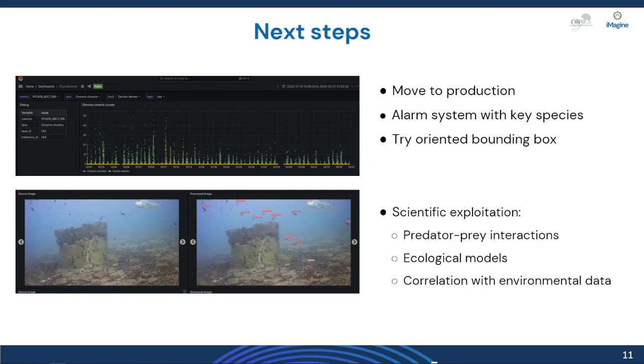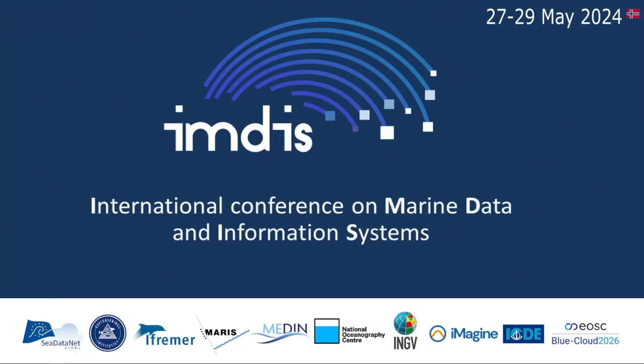We are also working with predator and prey interactions, in this case chromis and dentex, and linking that with ecological models, and also correlating with environmental data, where we can see that there are many correlations with solar irradiance or with temperature, salinity, and so on. So thank you for all. I hope you found it interesting, and thank you.